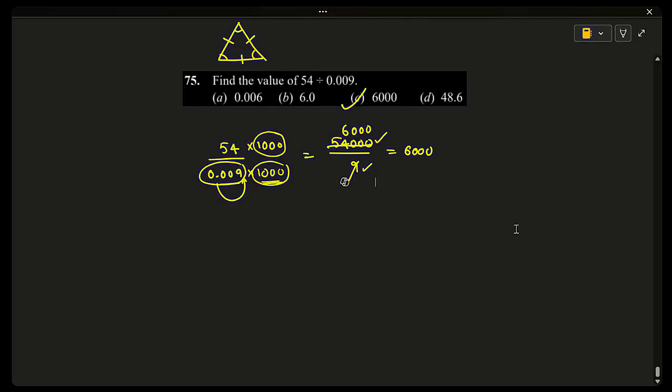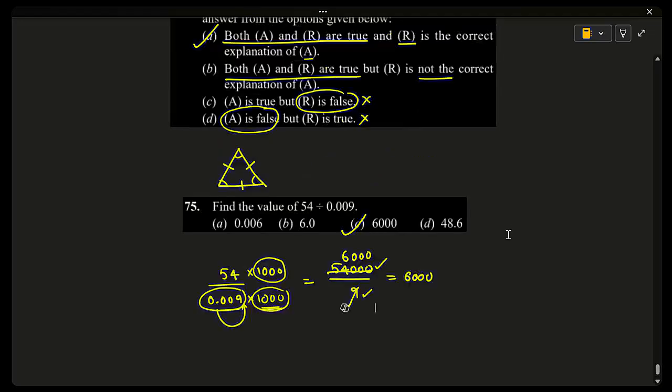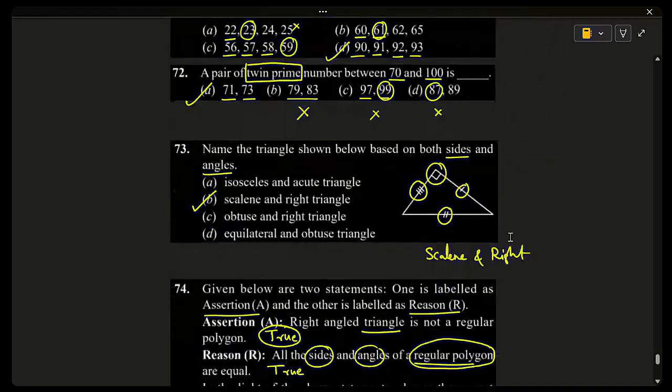Lokesh, what is your doubt? Sir, in the previous question. Yes, previous question. Question number? Sir, 72. Yes, 72. What is your doubt? You know what twin primes are, Lokesh? Yes, sir. Twin primes means both of them should be prime numbers and the difference should be 2, right? Yes, sir. So here 71 and 73 are prime numbers and the difference is 2. Okay, sir. Thank you.